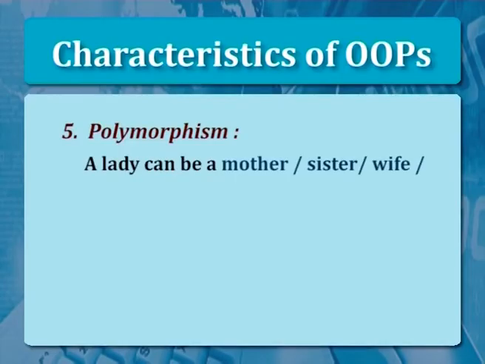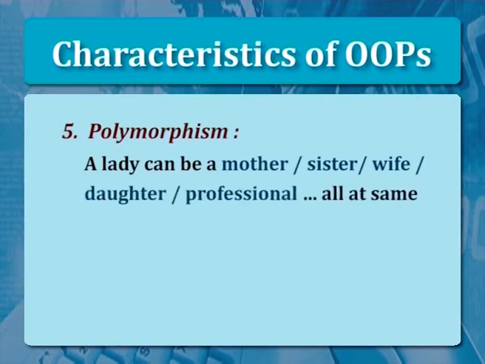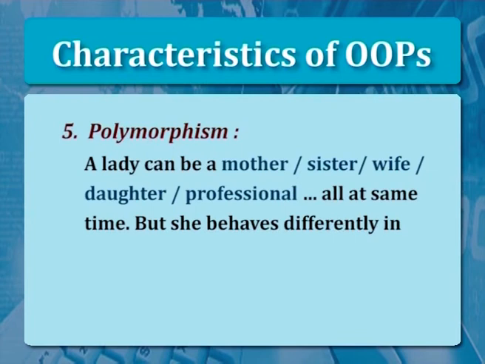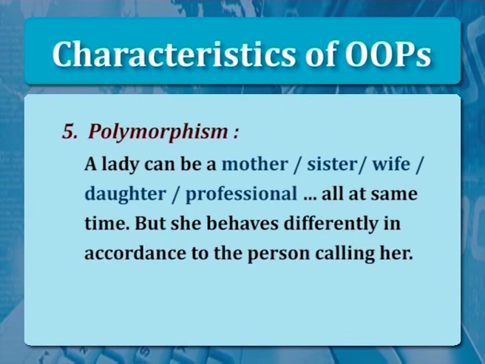Take another example. A lady can be mother, sister, wife, daughter, professional, all at the same time. But she behaves differently in accordance with the person calling her. An operation may behave differently in different instances depending upon the type of data used. Thus, it allows objects with different internal structures to share the same external interface.